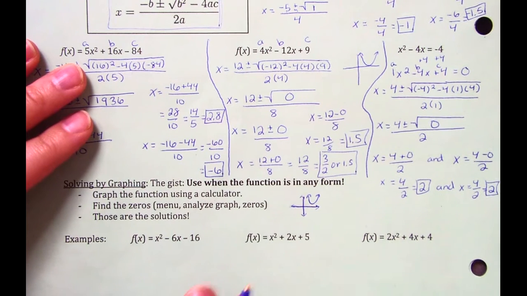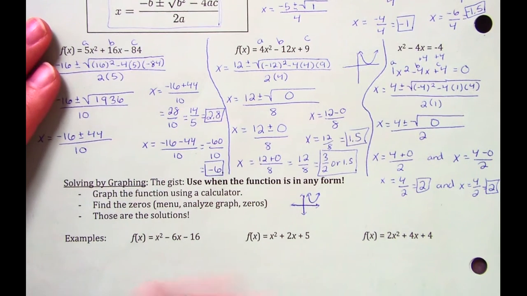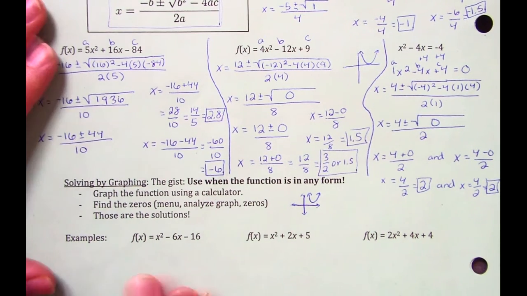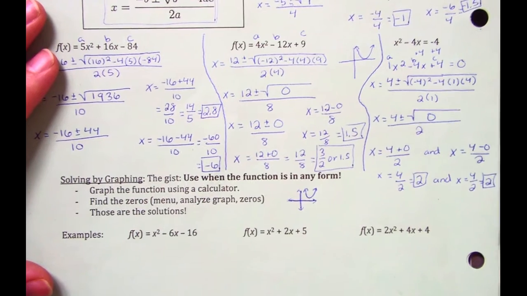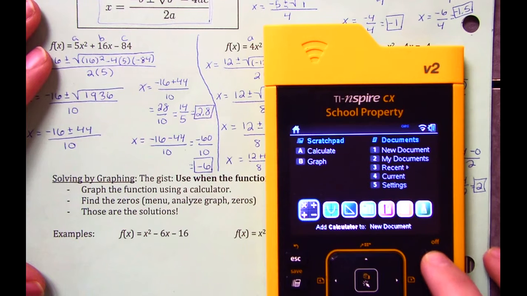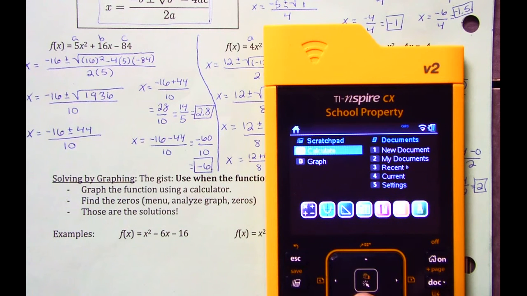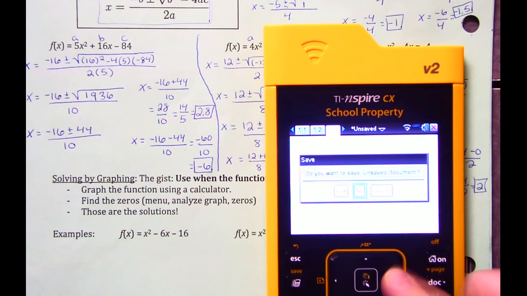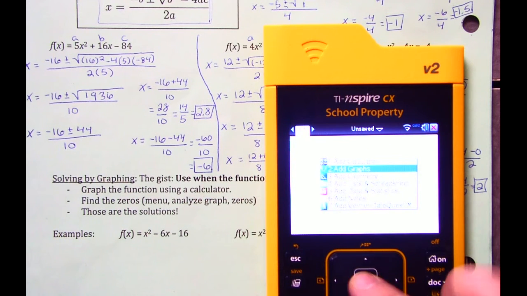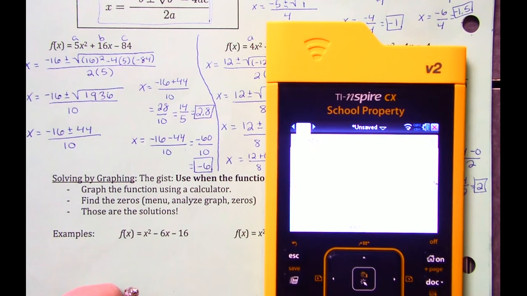On your test, there will be problems that do require you to use the quadratic formula. But looking at this, we are able to graph each of these. The way that we do that is we take our calculator. If you don't have your calculator right now, pause this video and go and get your calculator. Okay, now that you have your calculator, we're going to start a graph. Just go to New Document. No, we don't want to save. Add a graph.